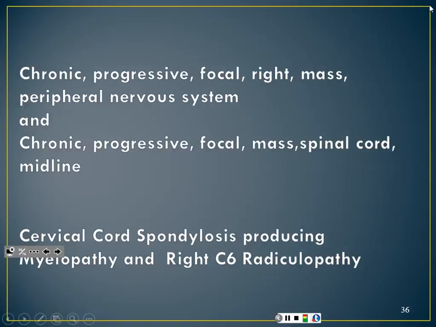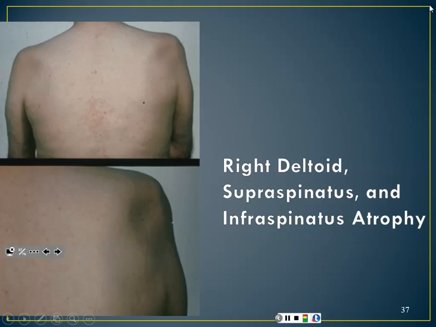So we have a chronic progressive focal mass, peripheral and spinal cord, and this patient had spondylosis producing myelopathy and a right C6 radiculopathy. Very common. There's the deltoid atrophy and the supraspinatus and infraspinatus atrophy as well.